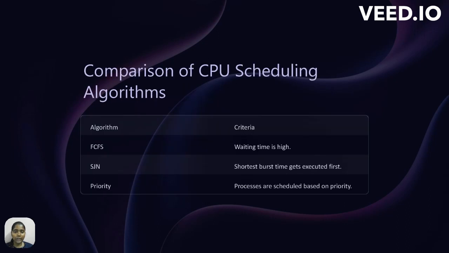Comparison of CPU scheduling algorithms. In that, the first one is algorithm criteria. For FCFS, the waiting time is high. In SJN, the shortest burst time gets executed first, and in priority scheduling, processes are scheduled based on the priorities.